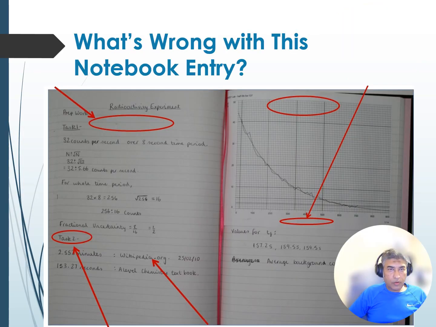So, what is wrong with this notebook entry? Here we can see there is no heading, no date, no initials. Task 1 without heading, task 2 without heading. In the results part, values for T were missing, and the chart title was also missing. So this is not good for recording your results in a notebook.